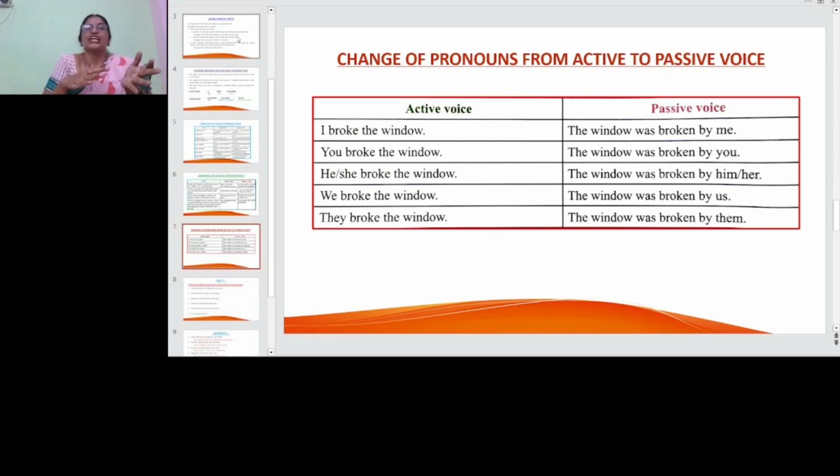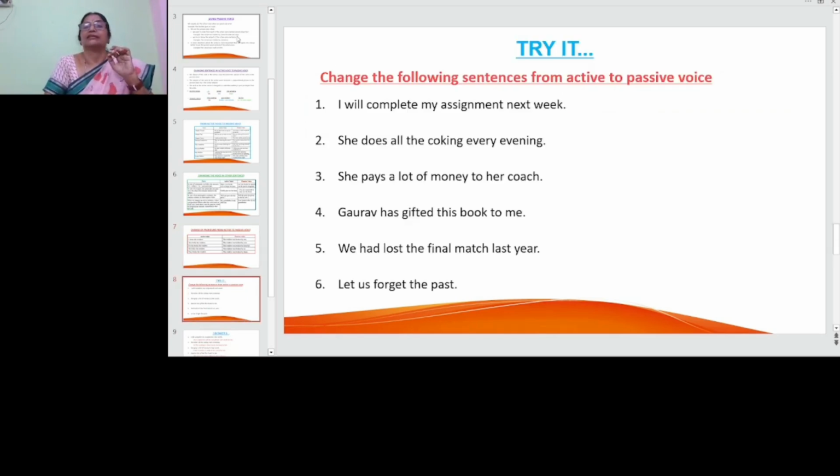Now, as I told you, here is how to change the pronouns from active to passive. One example I have given here: "I broke the window." Here "I" is the subject. When it goes to the object position, it becomes "me." The window was broken by me. You broke the window, the window was broken by you. He or she broke the window, the window was broken by him or by her. If it is she, you write her. If it is he, you write him. We broke the window, the window was broken by us. "We" becomes "us" in the object position. They broke the window, the window was broken by them.